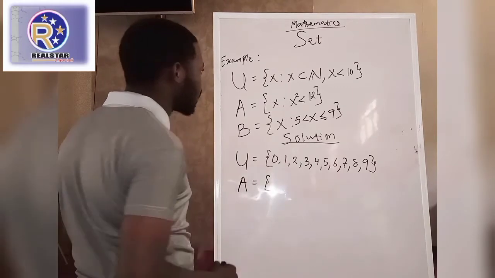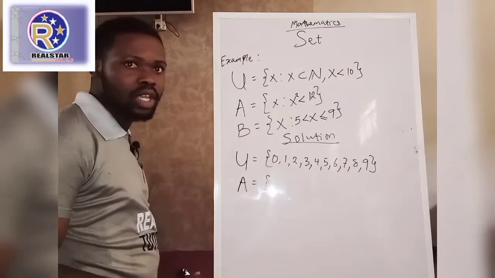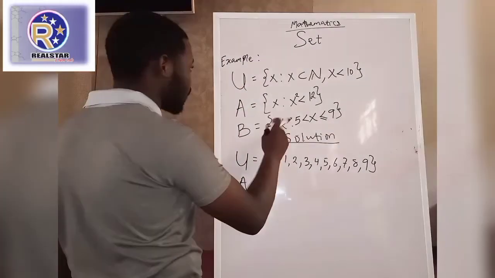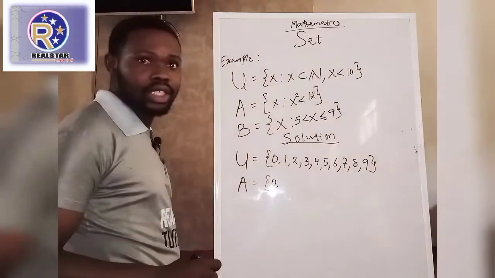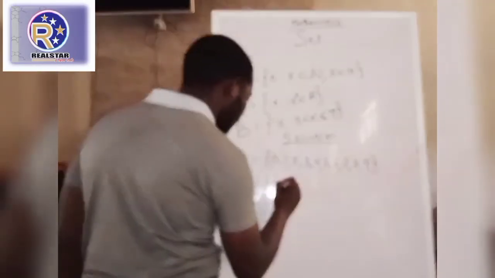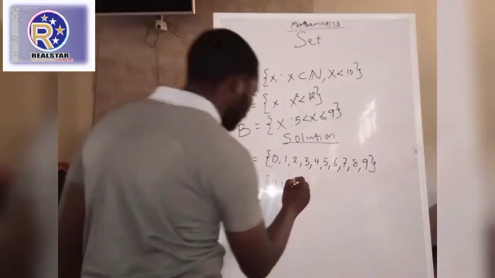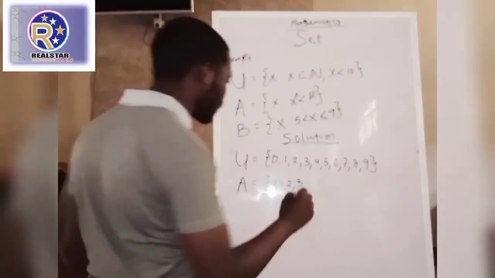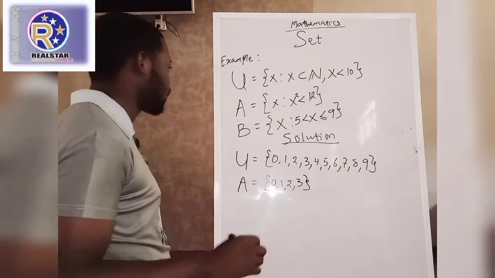So subset A, we have x such that x squared is less than 12. Is 0 squared less than 12? Yes, so 0 is one of it. Is 1 squared less than 12? Yes. What about 2 squared? That's 4. It's still less than 12. What about 3? That's 9. It's still less than 12. So we have 3. What about 4? No. The square of 4 is 16. That is greater than 12. So this is our set A. I hope you understand that.